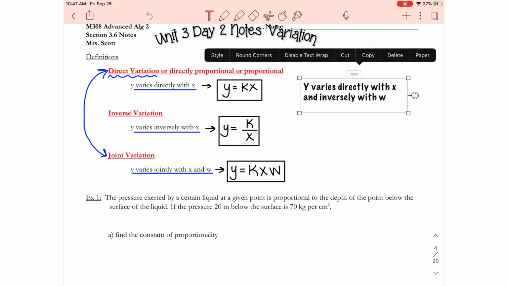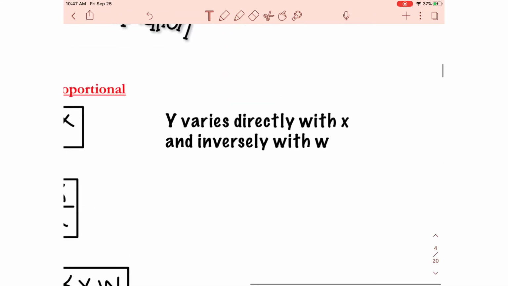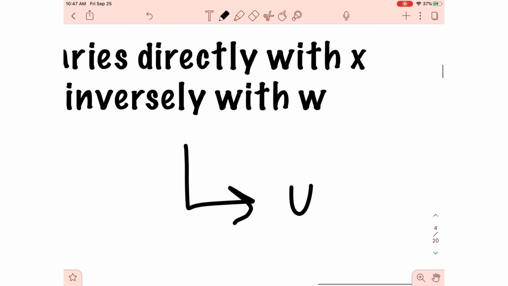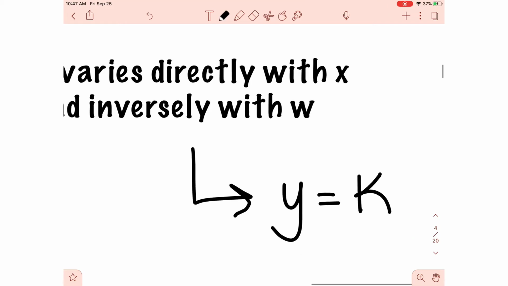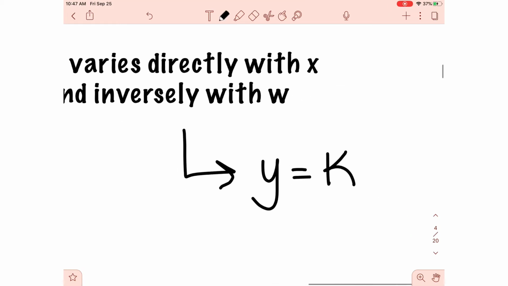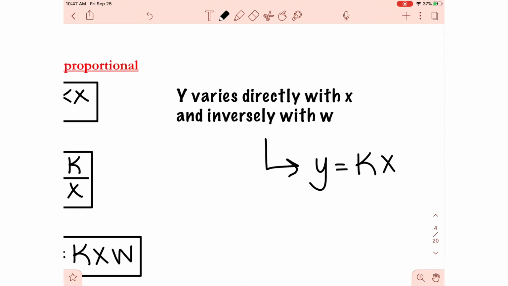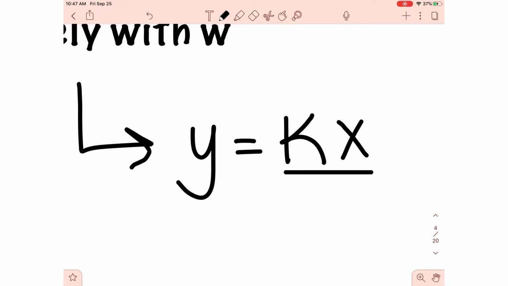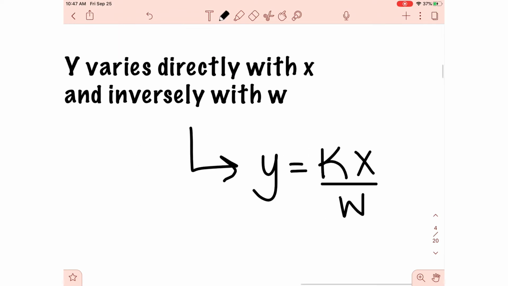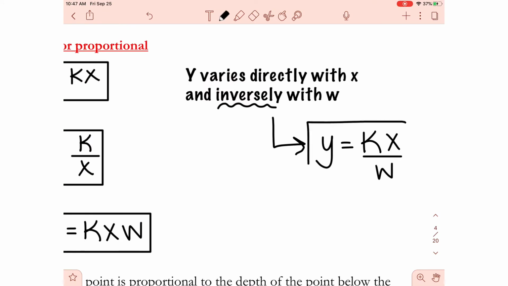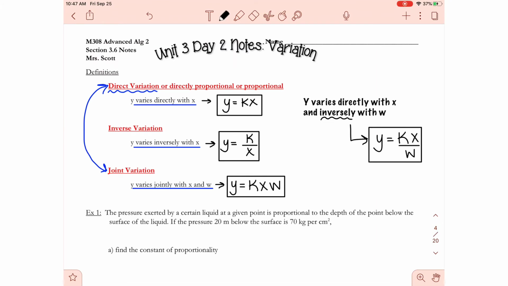Okay, so if it says that, there's a lot going on. So what I would do to write this equation is the following. Y varies directly means y equals. Put the k right away. If it varies directly with x, then it's being multiplied times x. And inversely with w, then you put everything over w. So whatever comes after the word inversely automatically will go to the bottom of a fraction. Hopefully that helps you understand some of these formulas and the way that we're going to come up with these formulas for the word problems.